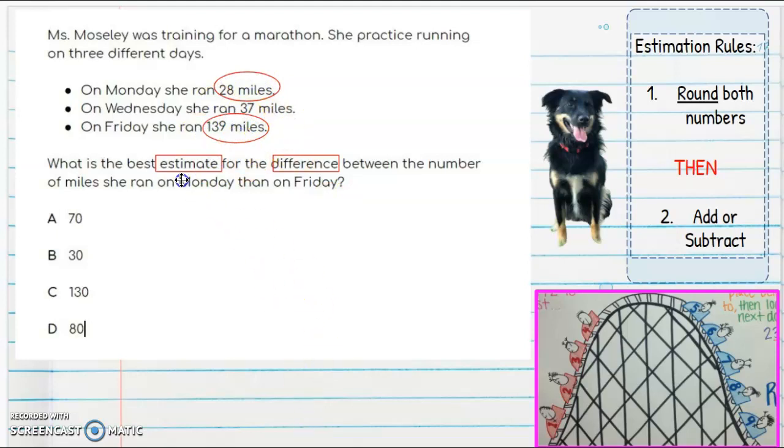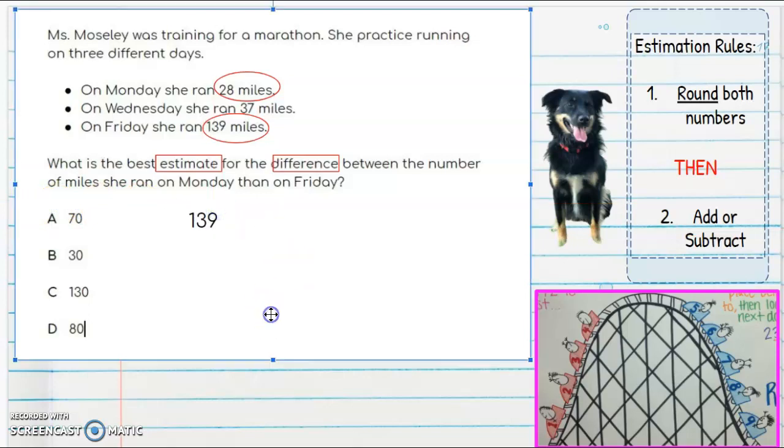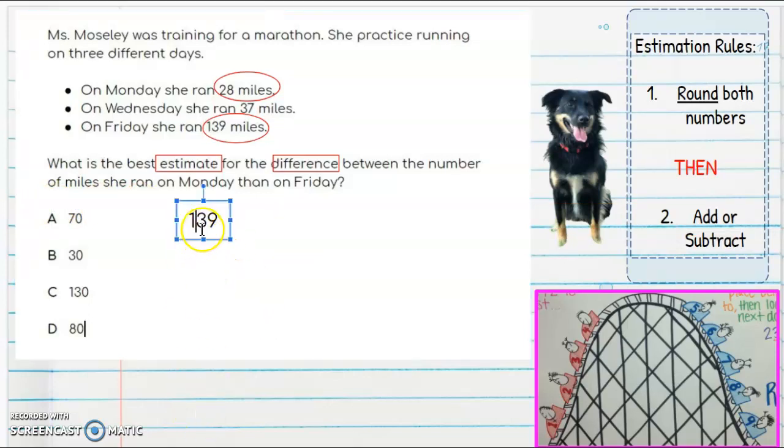Now, let's remember, when we're estimating, we are going to round the numbers first. Okay, it says Monday and Friday. So we are going to round 28 and 139. So if you have a pencil and a paper, go ahead and pause here, and on your paper write the numbers 139 and 28. Go ahead and pause here and write those 2 numbers.